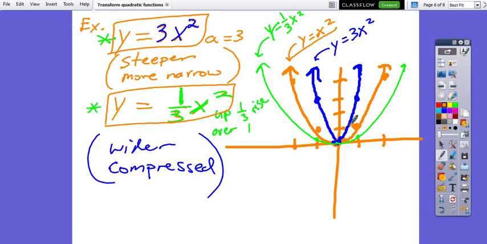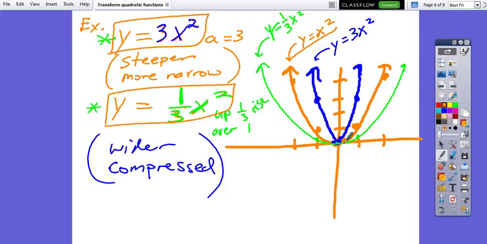In contrast, the function y equals 1/3 x squared has a rise of 1/3 because my A value is 1/3. Therefore, I have a rise of 1/3. So from my vertex, I would go up 1/3. That's my rise. And then to the right, 1 unit. So it's as if my slope is 1/3 over 1. So when I do that, up 1/3 to the right 1, and then reflect that point, what I have now is a wider graph.